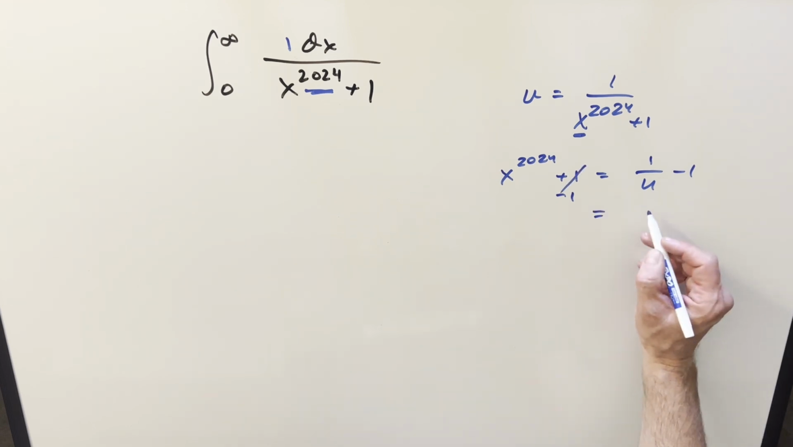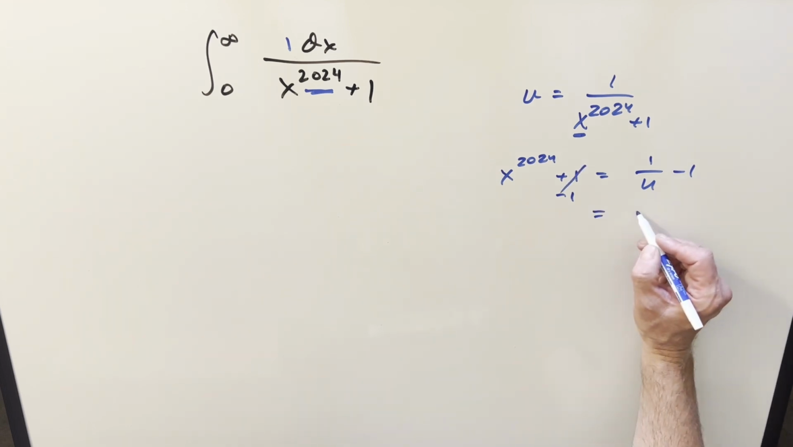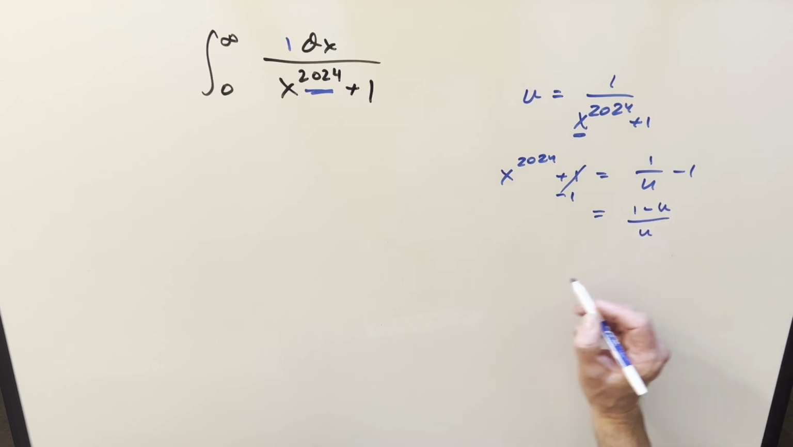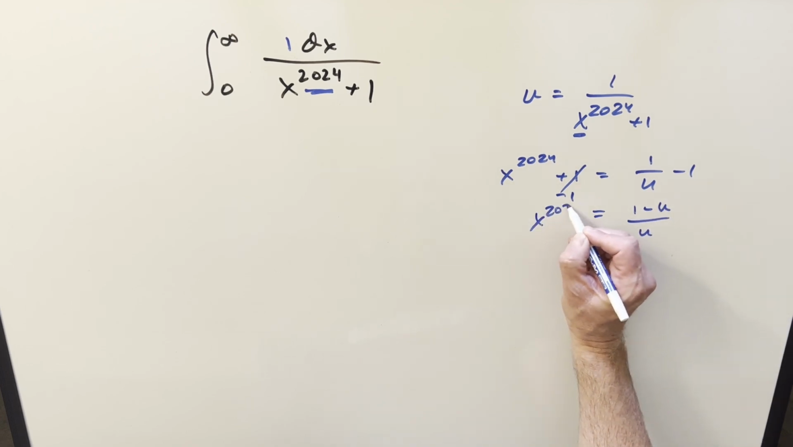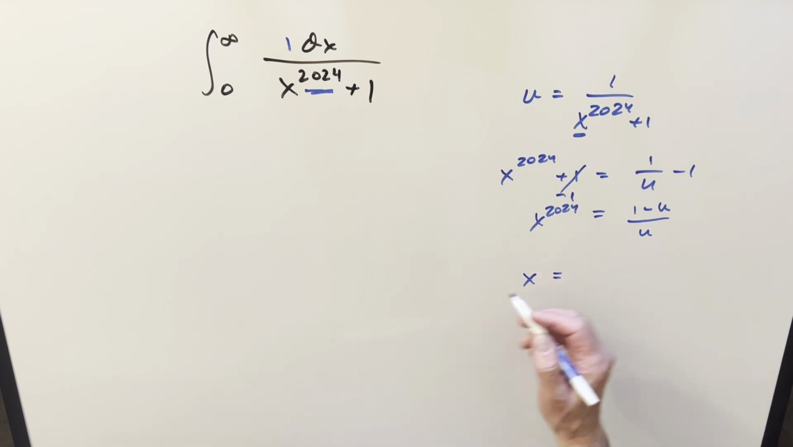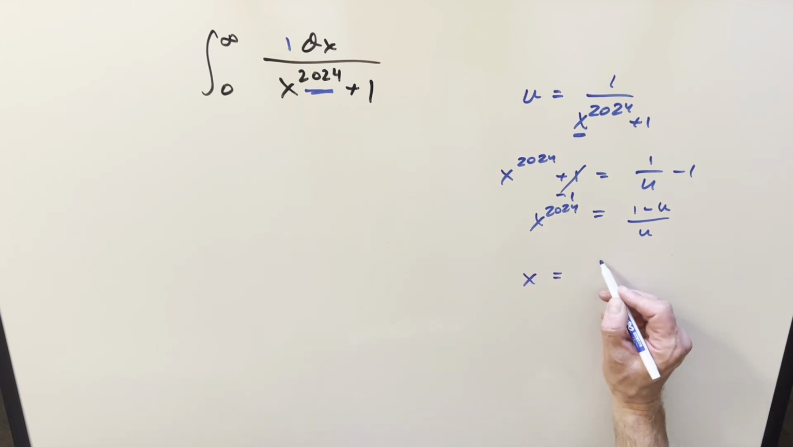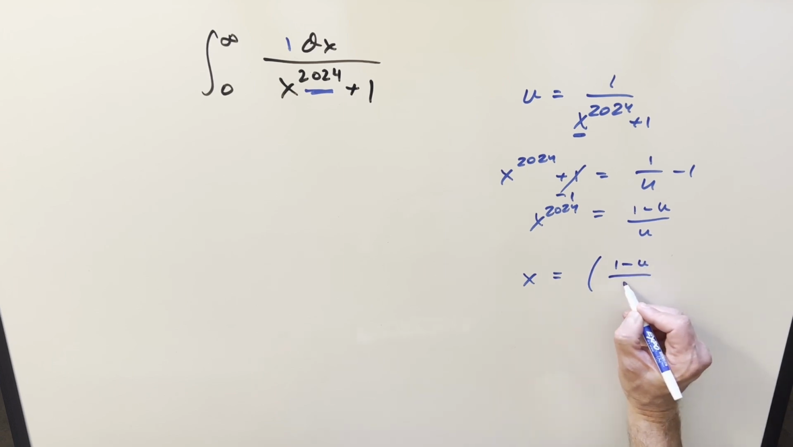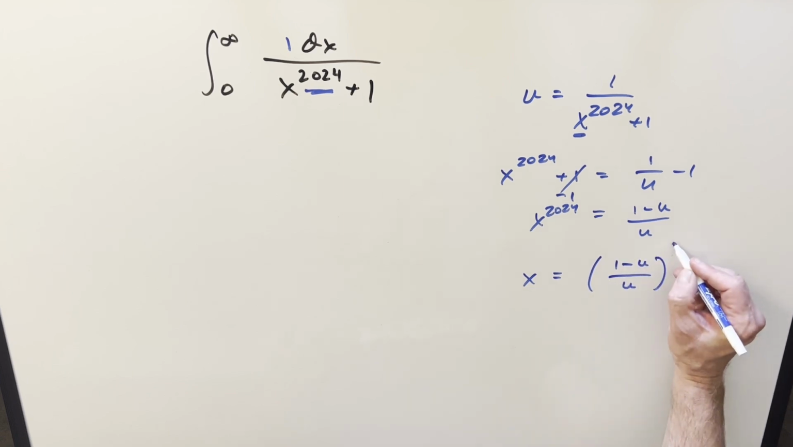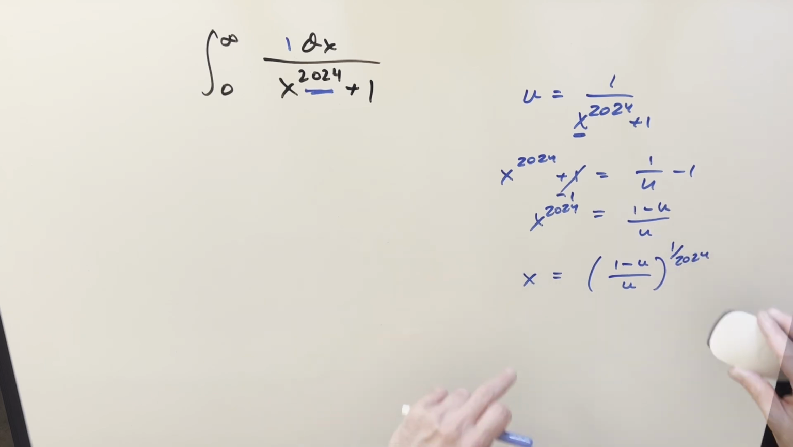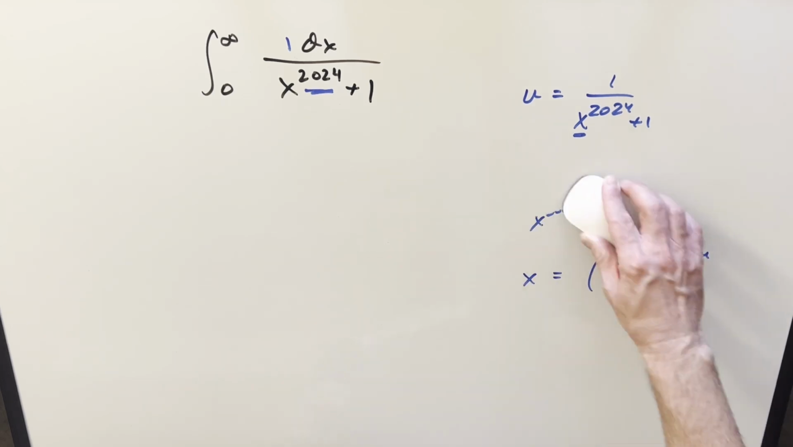And then next, I think let's get a common denominator on this. I can write 1 as u over u. So what we end up with here is 1 minus u over u is going to be equal to x to the 2024. But in order to isolate x, let's just take the 2024th root on both sides. So this ends up being our value for x is going to be 1 minus u over u to the 1 over 2024.